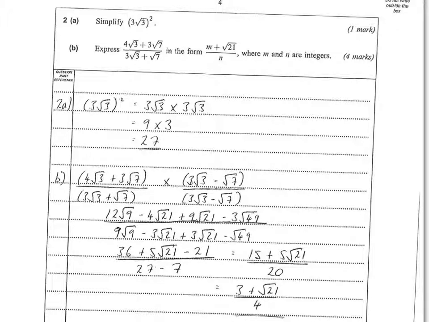Check your answers. Part A, maybe the difficulty might be misinterpreting it. This is not a bracket you're expanding, so again, writing it out like this makes sense. And then 3 times 3, square root of 3 times square root of 3 gives 9 times 3, with a final answer over there.